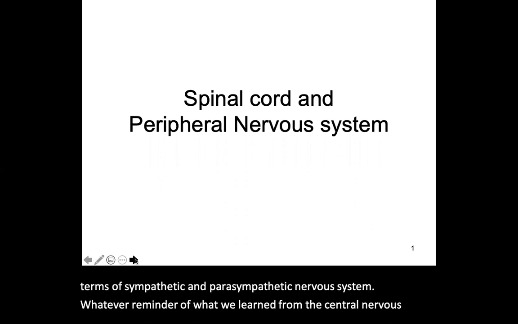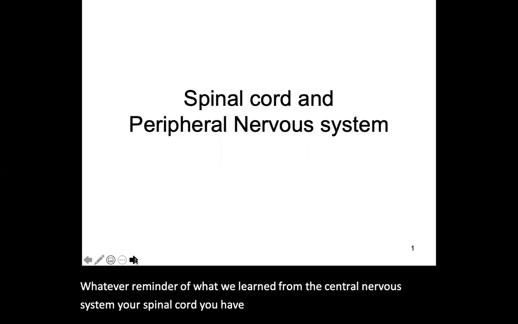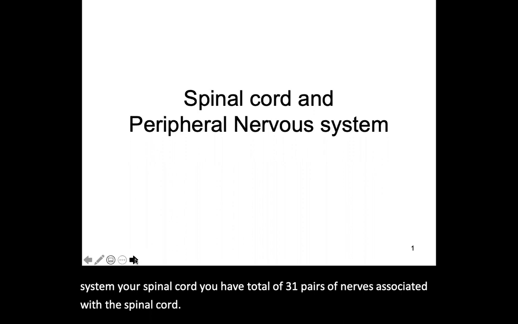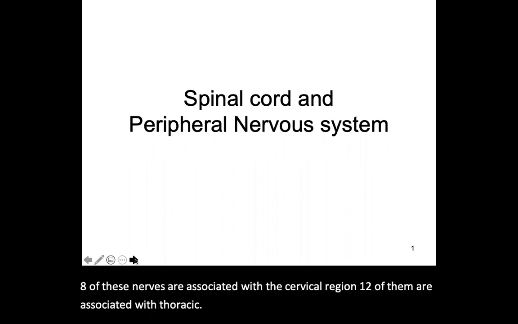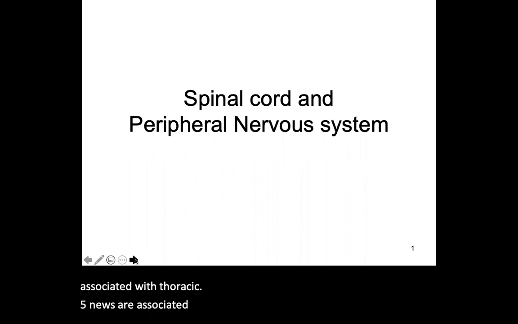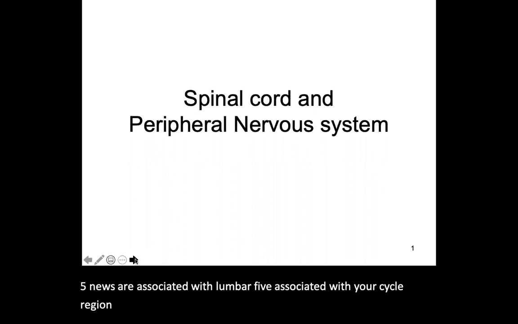Your spinal cord has a total of 31 pairs of nerves associated with it. 8 of these nerves are associated with the cervical region, 12 of them are associated with thoracic, 5 are associated with lumbar, 5 associated with your sacral region, and 1 associated with your coccygeal region.